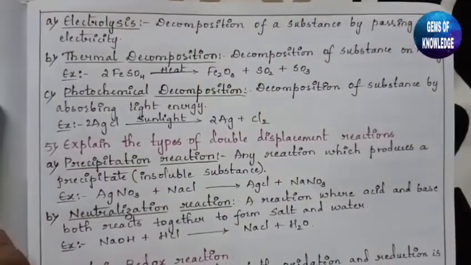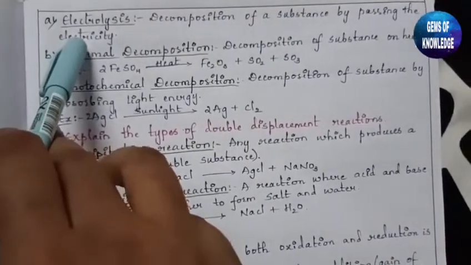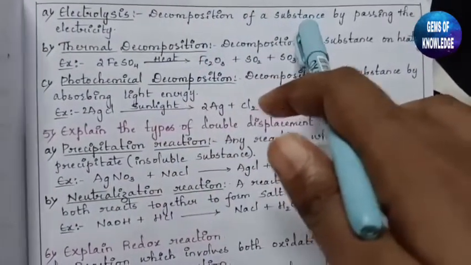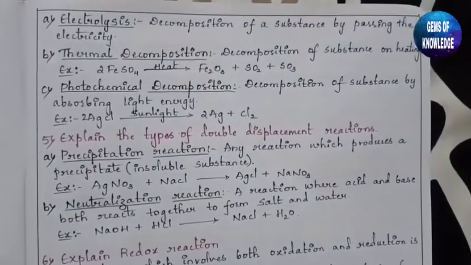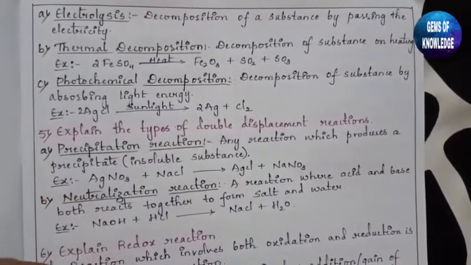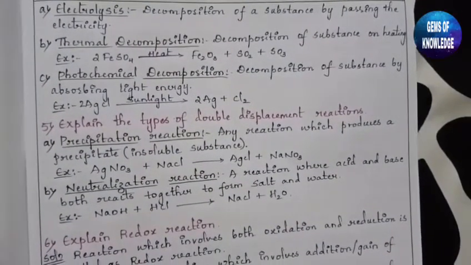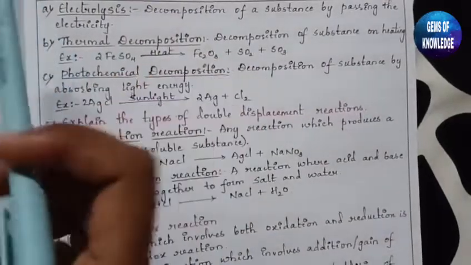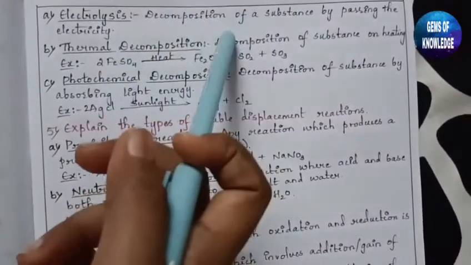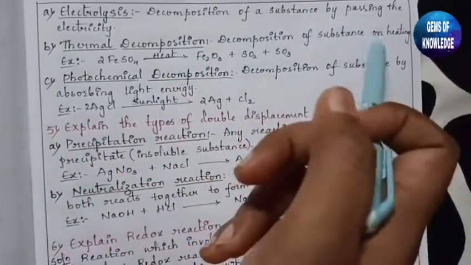You can see there are three types of chemical decomposition reaction. First one is electrolysis. What is electrolysis? Decomposition of a substance by passing electricity. When the decomposition of a substance takes place when you pass electricity, that process is called electrolysis. There is one experiment in this chapter which you are going to learn in the next part of the video, that is electrolysis of water, where the decomposition reaction takes place to split up the products. Then the next one is thermal decomposition, the decomposition of a substance on heating.